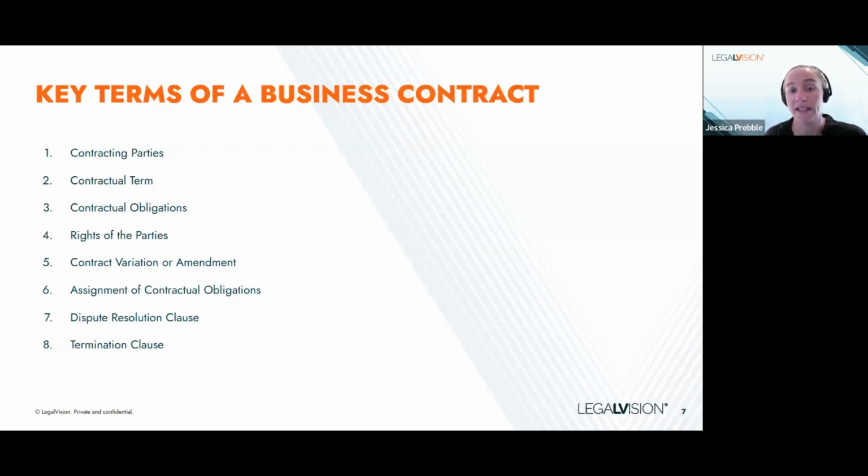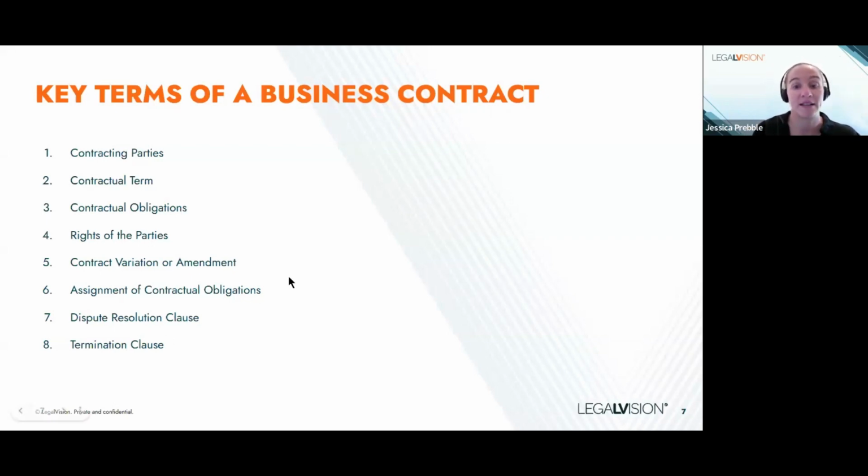Secondly, we recommend including a contractual term. The term of the contract would include both the commencement and the termination date. Such a clause would ensure that the parties are aware of the period that they have to uphold their contractual obligations.